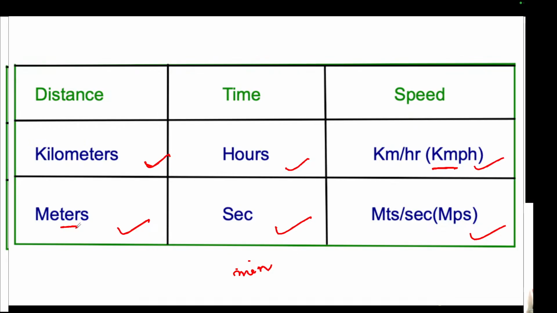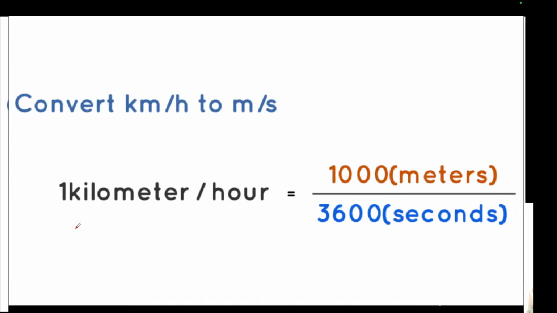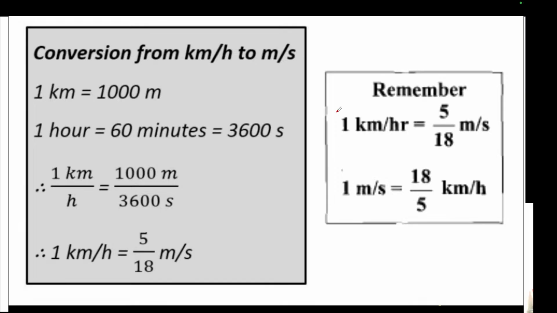So you have to make sure you are converting into one form before you are proceeding with the solution of the question. For that you can just remember 1 kilometer per hour means 1 kilometer is 1000 meter, 1 hour means 60 minutes, 1 minute is 60 seconds, that means 3600 seconds. If you further simplify, you can come across this relation: 1 kilometer per hour is equal to 5 by 18 meter per second.